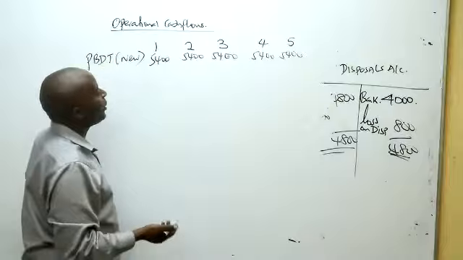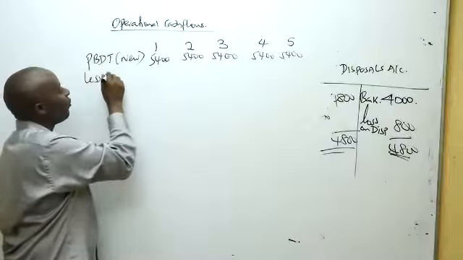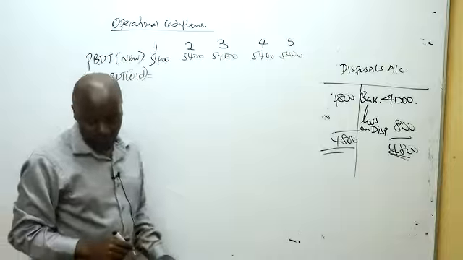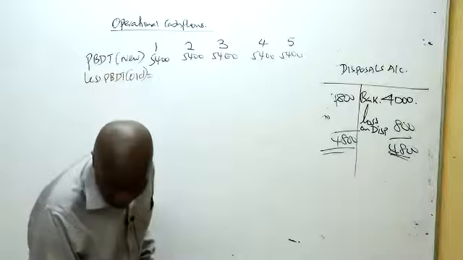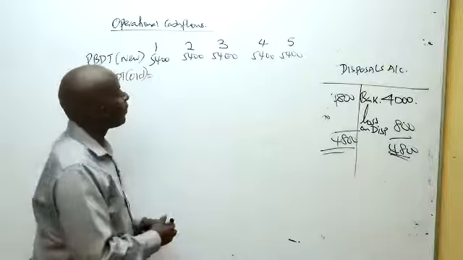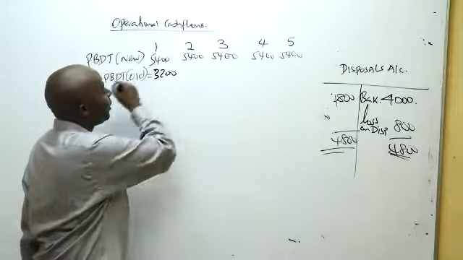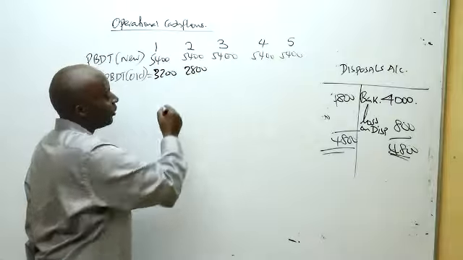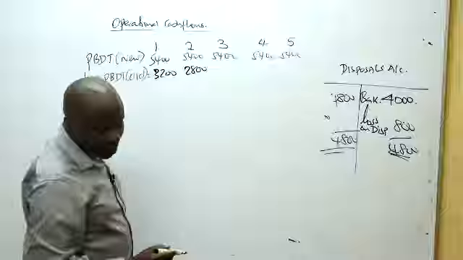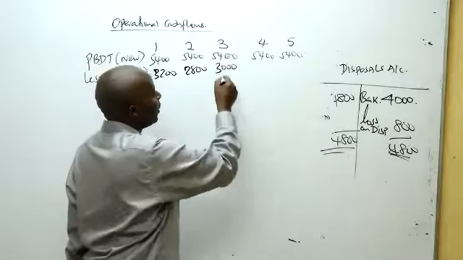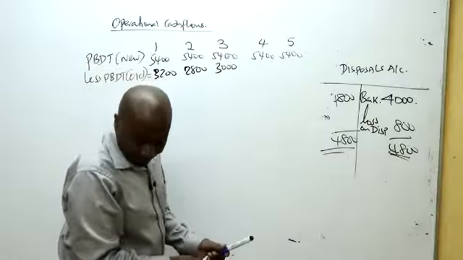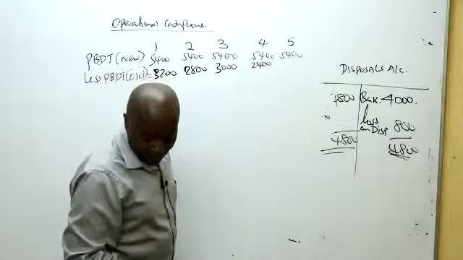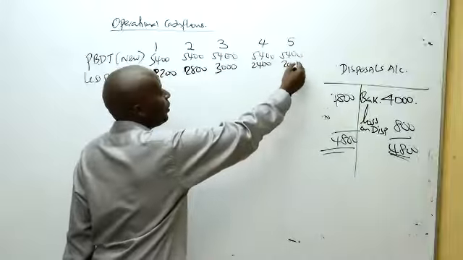I want an incremental, so less profit before depreciation of the old machine. So the old machine, what do we have there? I can see 3,200. We have 2,800. We have 3,000. We have, ladies and gentlemen, 2,400. And then lastly, we have 2,000.